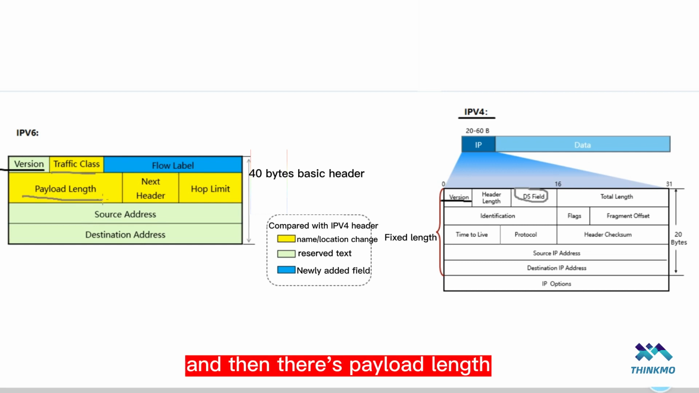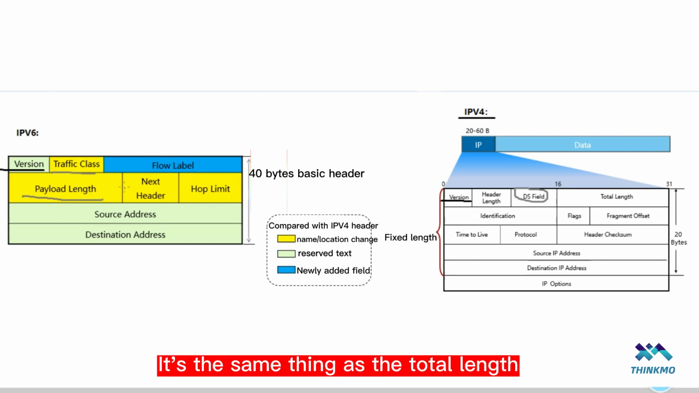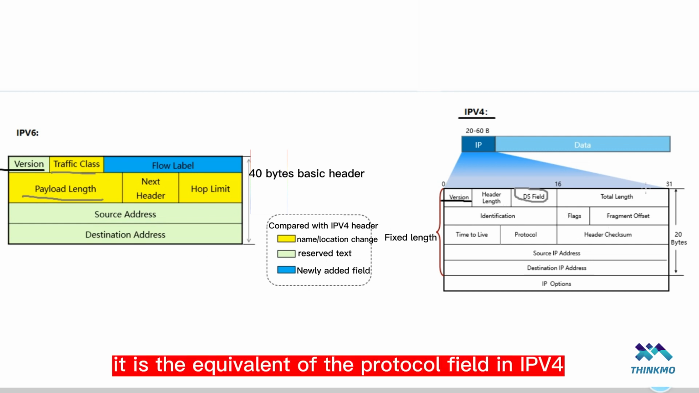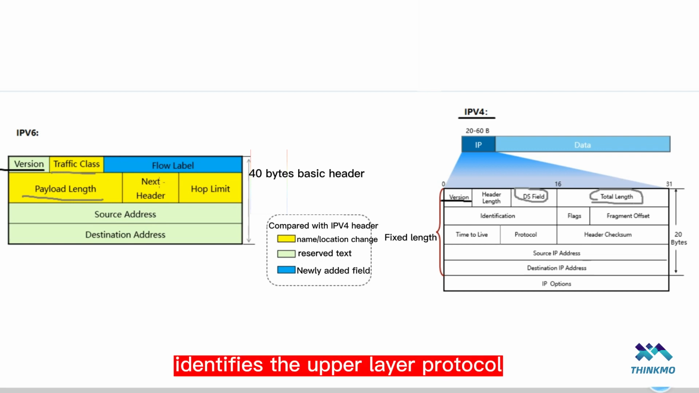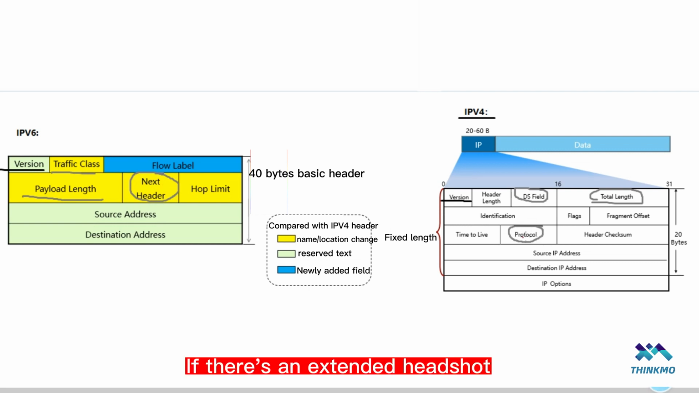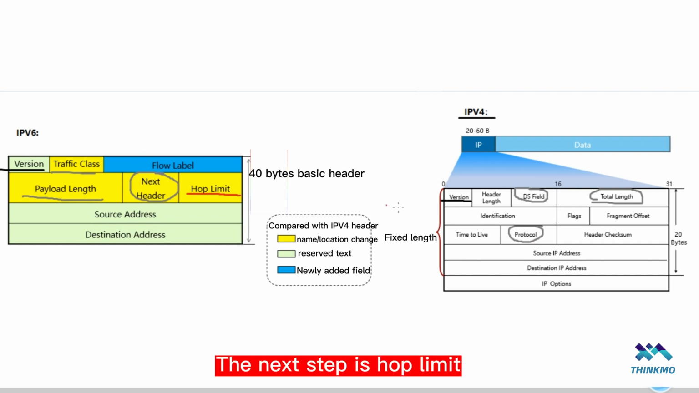And then there's payload length. It's the same thing as the total length. And then there's the next header. It is the equivalent of the protocol field in IPv4 and identifies the upper layer protocol. There's also something called an extension header. If there's an extension header, the next header is used to identify the next header. The next one is hop limit, equivalent to TTL. It is mainly used to prevent loops.